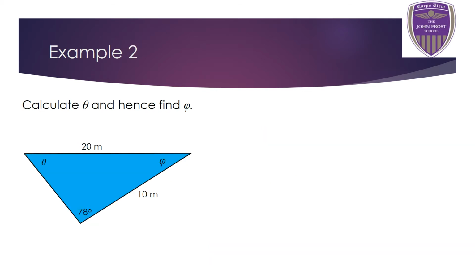Okay, example 2, pause it, write it down, and then come back to me when you're ready. Okay, welcome back. I've got to find angle theta again, so I will do this, A and a. And again, the only other matching pair I can use is 78 and 20. Okay, so again, I'm going to use the inverted sine rule. Sine A over a equals sine B over b.